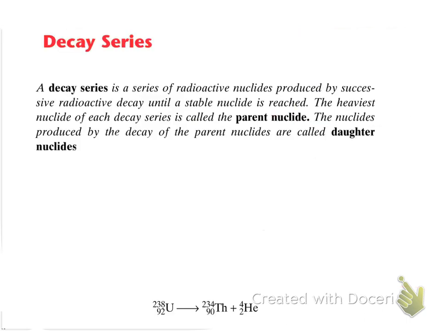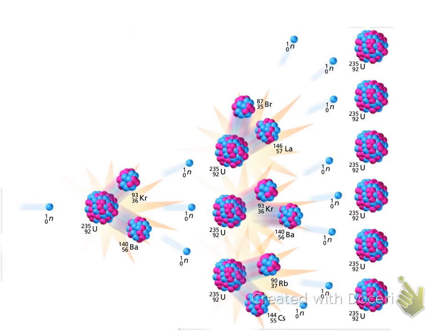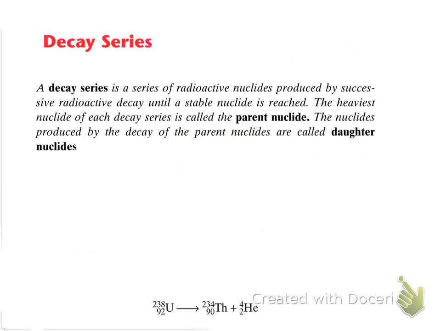Okay, the rest of the chapter really dealt with the decay series. A decay series is a series of radioactive nuclides produced by successive radioactive decay until a stable nuclide is reached. The heaviest nuclide of each decay is known as the parent nuclide. The nuclides produced by the decay of the parent nuclide are called daughter nuclides. So in uranium-238 decay, you have an alpha particle released, producing thorium-90. That's an example of this.